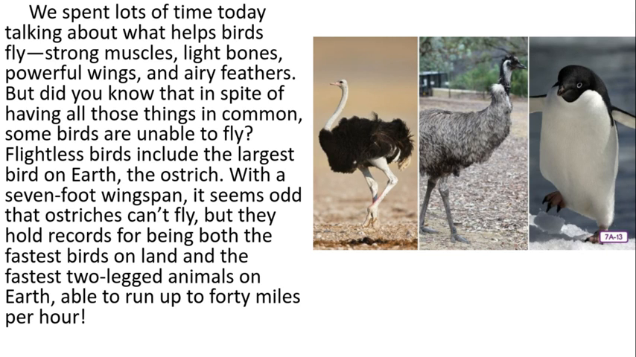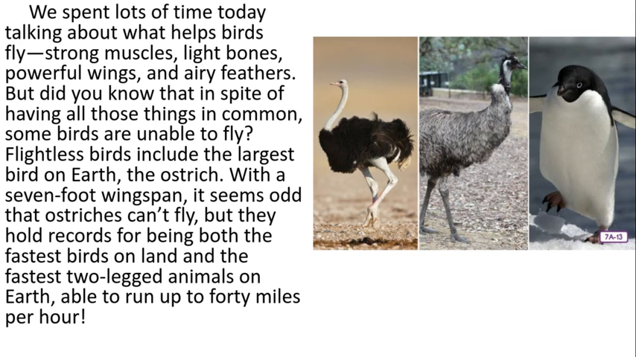We spent lots of time today talking about what helps birds fly: strong muscles, light bones, powerful wings, and airy feathers. But did you know that in spite of having all these things in common, some birds are unable to fly? Flightless birds include the largest bird on Earth, the ostrich. With a 7-foot wingspan, it seems odd that ostriches can't fly. But they hold records for being both the fastest bird on land and the fastest two-legged animal on Earth, able to run up to 40 miles per hour.